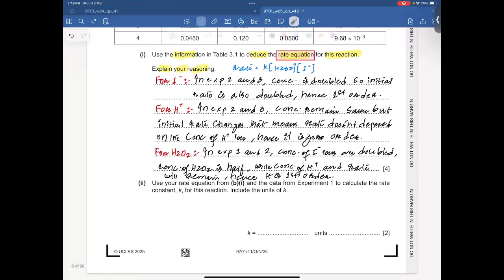Okay. Use your rate equation from B1 and the data from experiment 1 to calculate the rate constant for this reaction. Include the units.